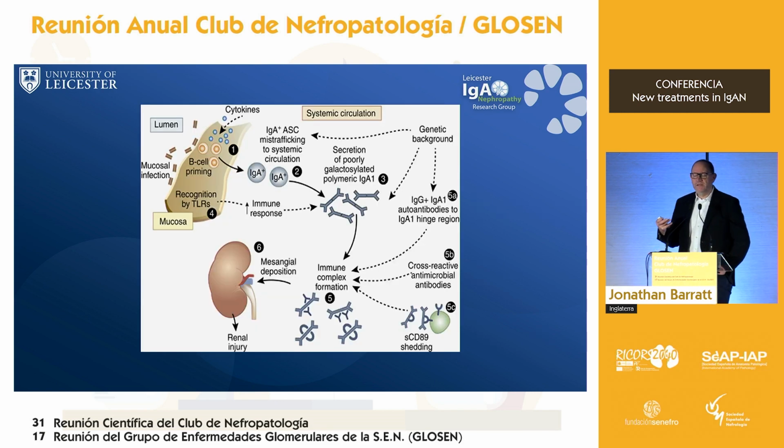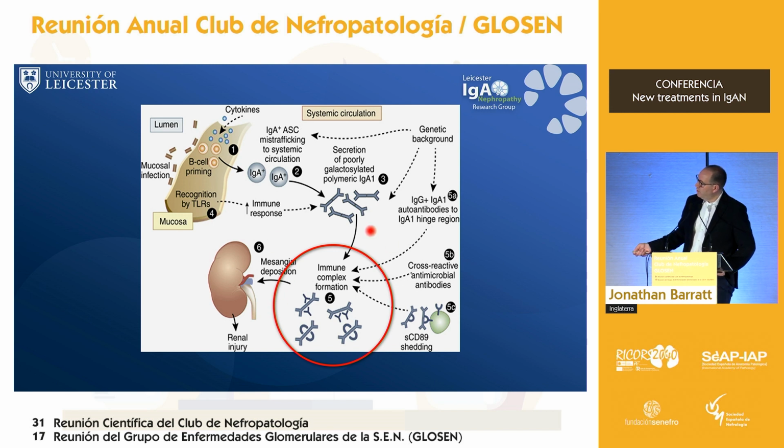So this is what we understand at a high level is the pathogenesis of IgA nephropathy. And I'm going to talk through that and then relate that to what we understand about IgA vasculitis. The central feature in IgA nephropathy is the presence in the circulation of IgA containing immune complexes that are prone to deposit in the kidney and trigger inflammation and scarring.